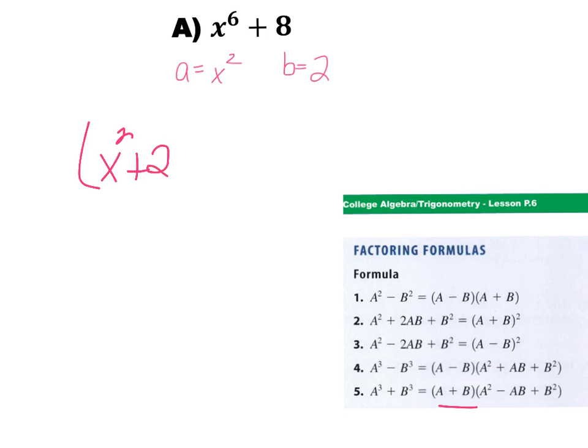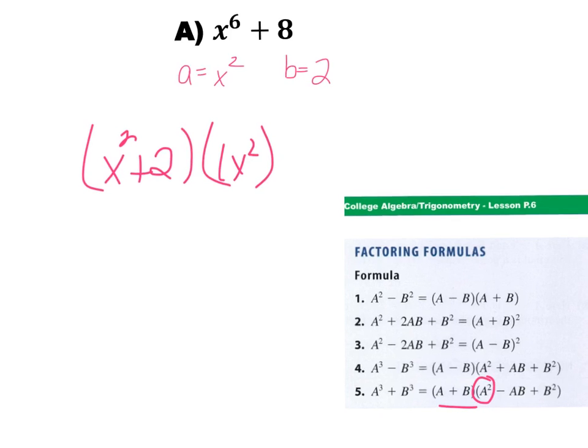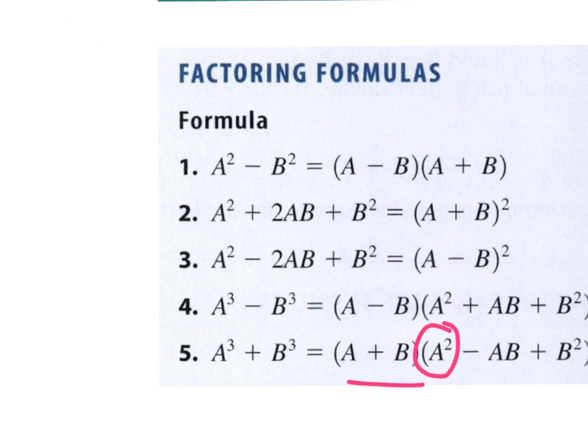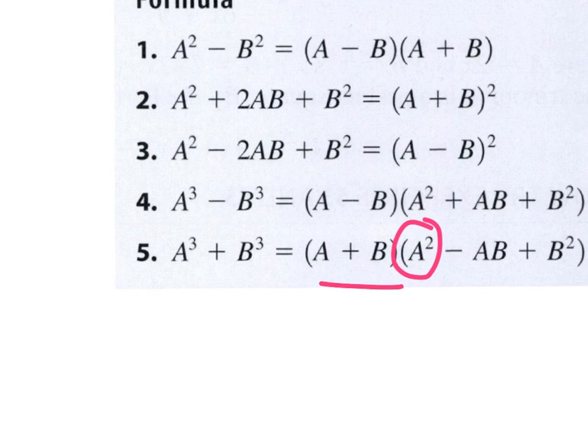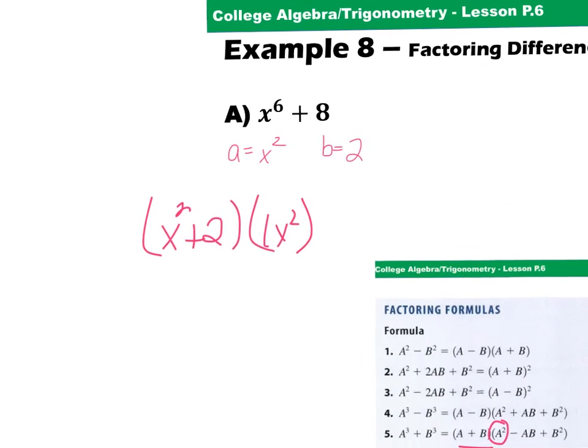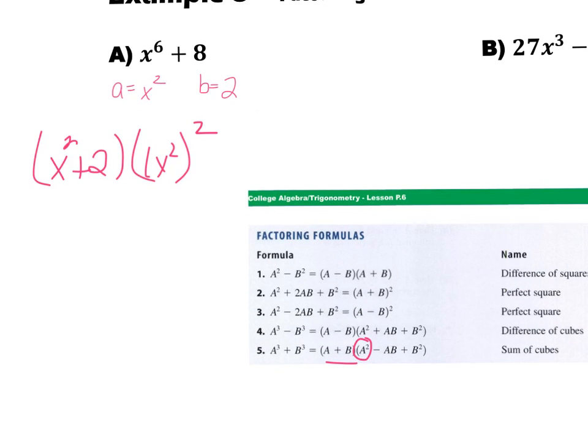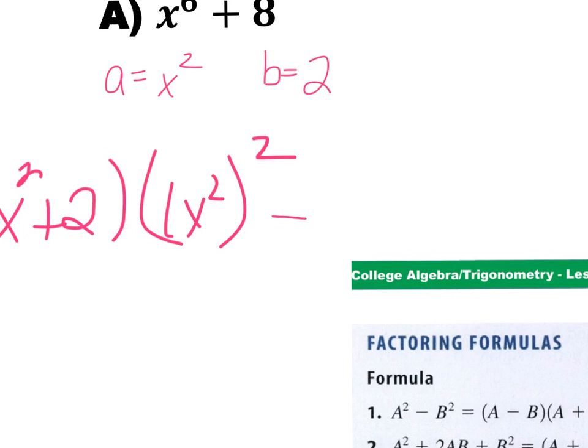Perfect. Now look at the second parenthesis. What do I do to A? X squared. It's my x squared, but what do I do to it? What's circled? Squared, right? So we're going to square it. Just follow the pattern. Then it says minus A times B.